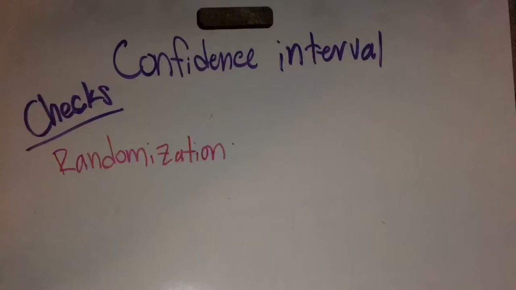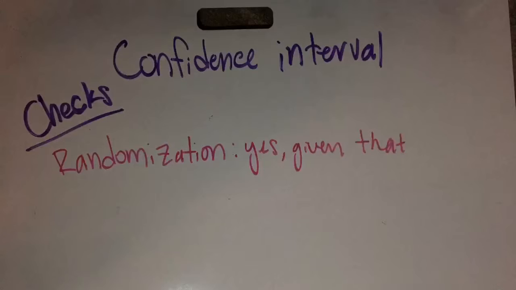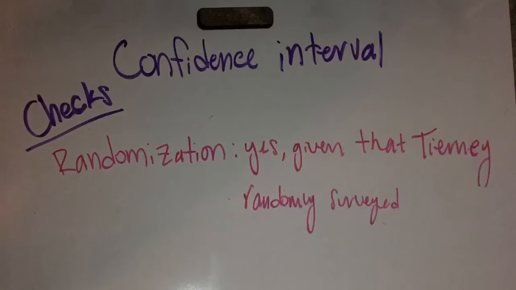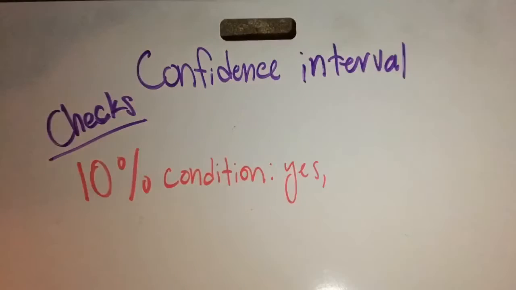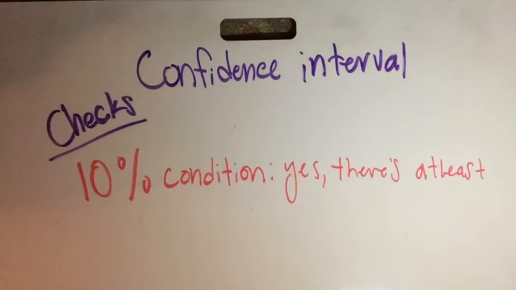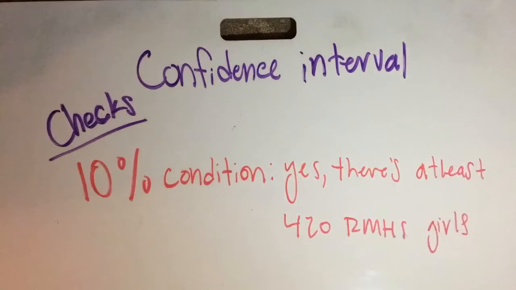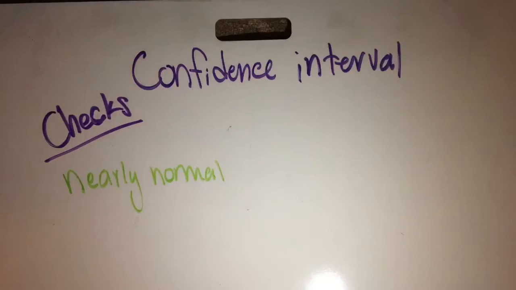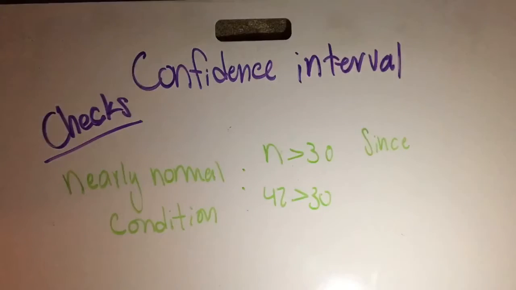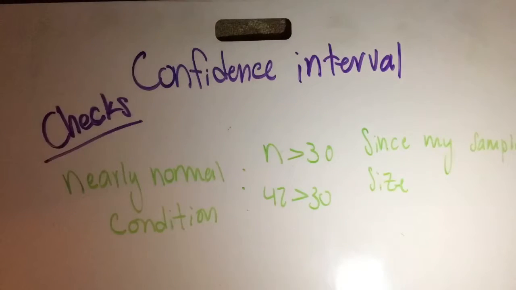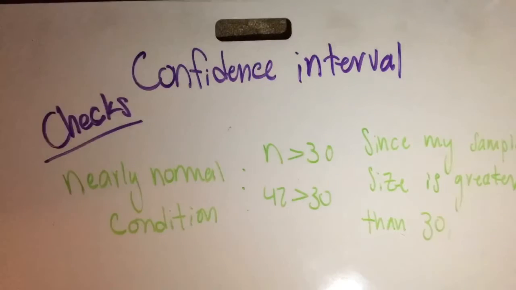The next check would be randomization, and yes, we do have it because it was given that Tierney randomly surveyed 42 Rancho Mirage High School females. Next is the 10% condition, and yes, it does check out because there are more than 420 female RMHS students. The last check is the nearly normal condition, and with the rules that we stated earlier in this video, since our sample size is greater than 30, it does check out.